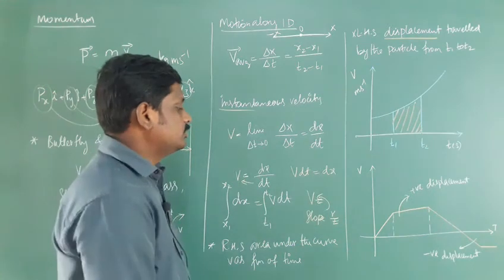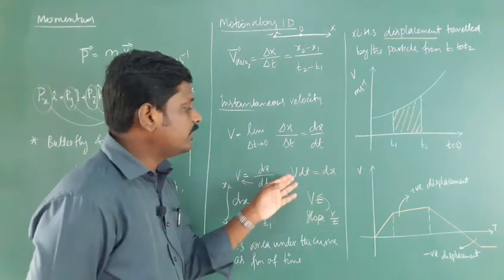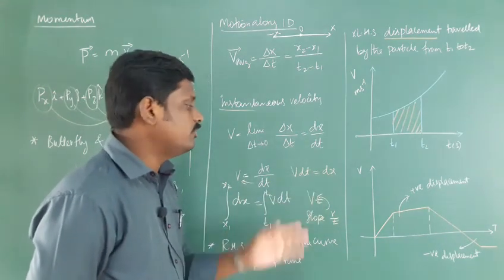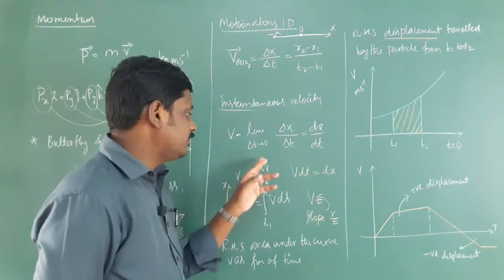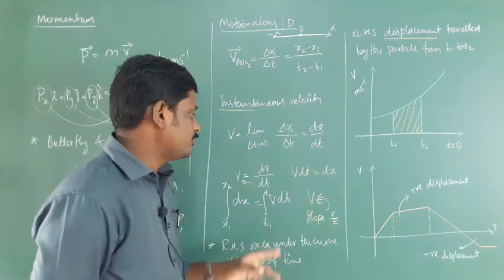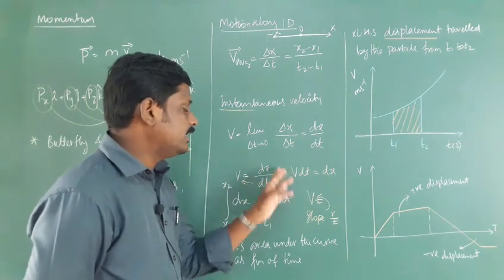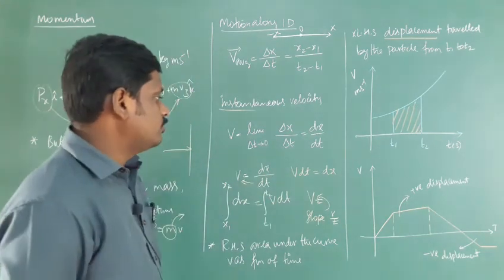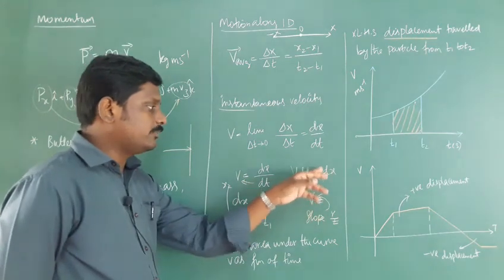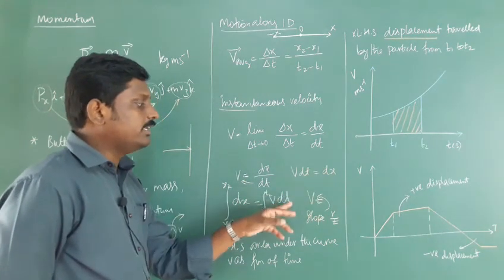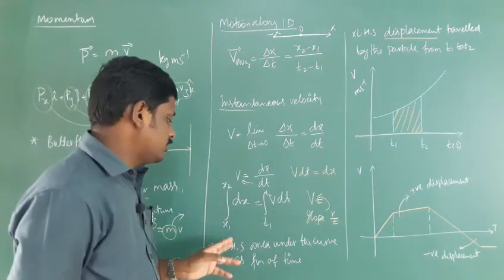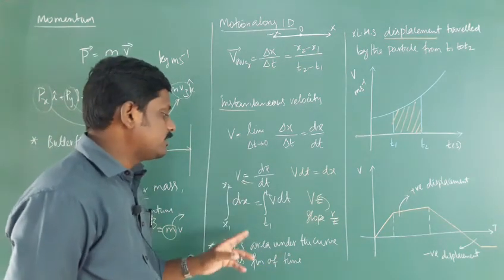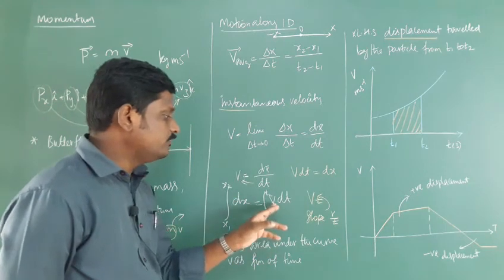represents the position. In a similar manner, if I give velocity and time, how will we find the distance and displacement? Just take velocity equal to dx by dt and rearrange. So v dt equals dx, then integrate on both sides. The integral of dx from x1 to x2 equals the integral of v dt from t1 to t2.